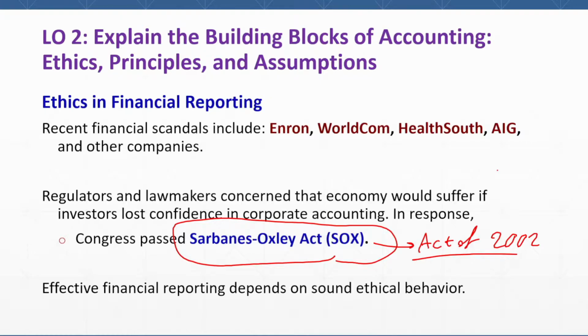SOX Act of 2002 is a piece of regulation enacted in year 2002 after several scandals done by big companies at that time. The idea was to make it more difficult for companies to behave unethically, to basically deceive their investors. So in 2002, SOX was enacted by Congress to make sure that companies are now more limited in terms of their ability to deceive investors.